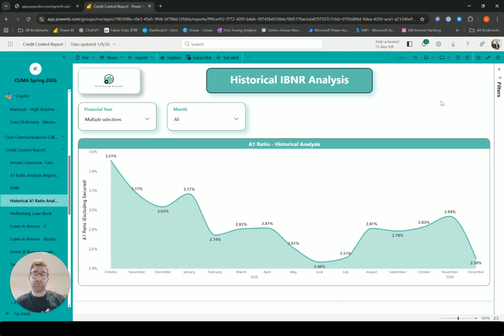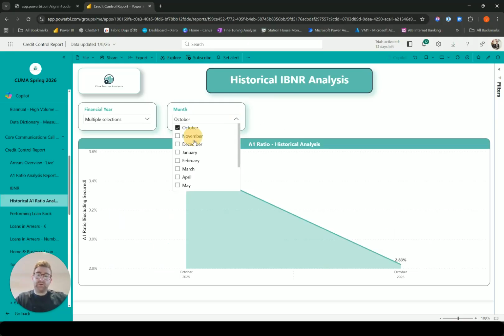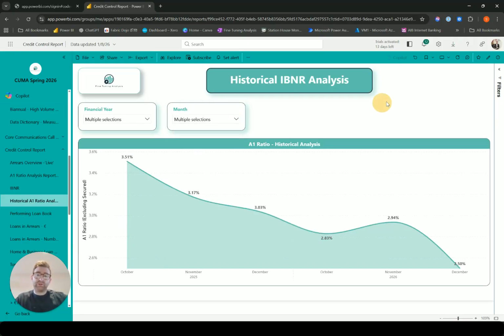So back in October of financial year 2025, so October 2024, this particular credit union was up at 3.5%, and they actually got it down 1% to 2.5. So you can see there automatically that the credit control team are doing a great job to make sure that they're keeping the A1 ratio down. And if you wanted to drill into specific months, you could do that as well. So if we only wanted to look at, let's say, October, November, and December, Q1, so you can look at Q1.